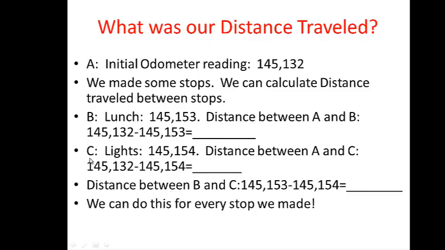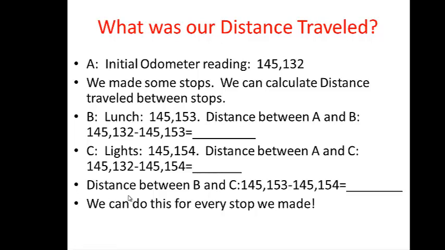The next one I want to look at with you would be point C. Now remember, we stopped at point C to get lights, and our odometer reading was 145,154. So for distance between A and C, we would need to subtract our odometer reading at A and our odometer reading at C, which is 145,132 minus 145,154. And that will give you our distance between A and C.